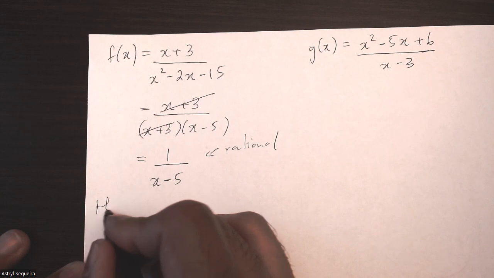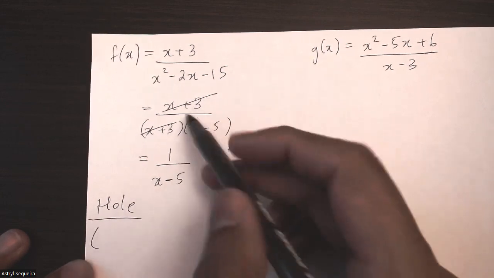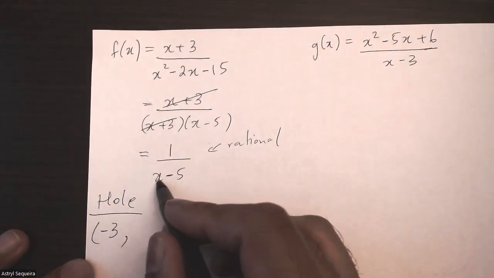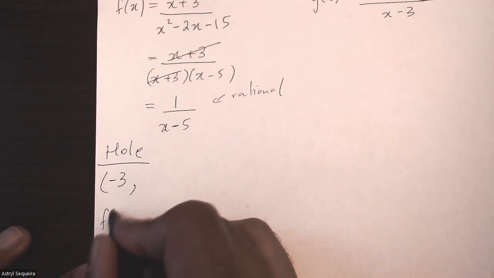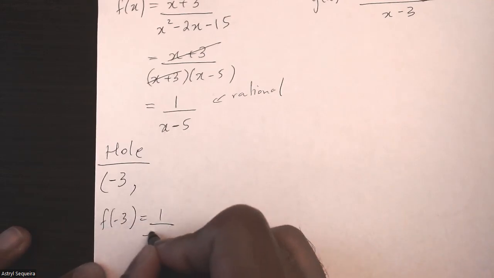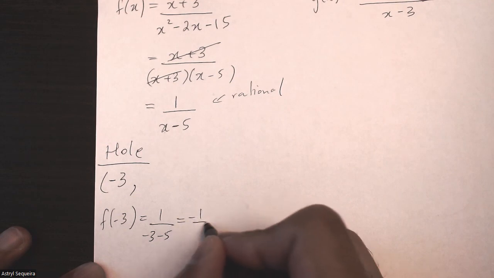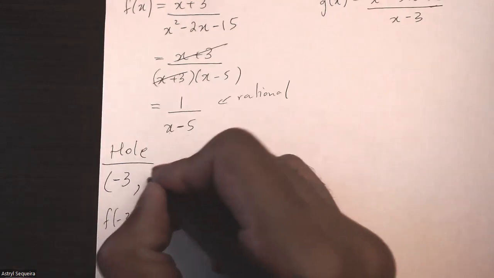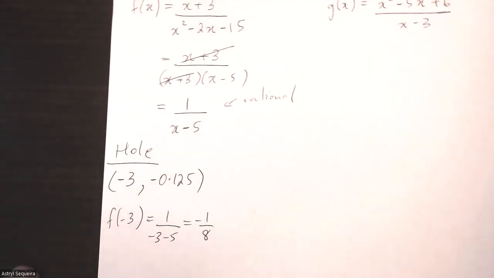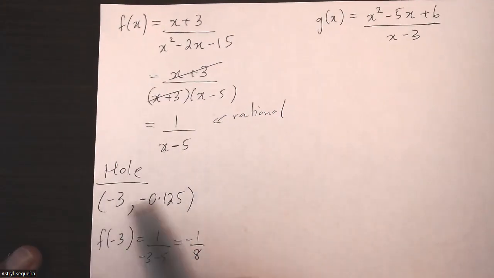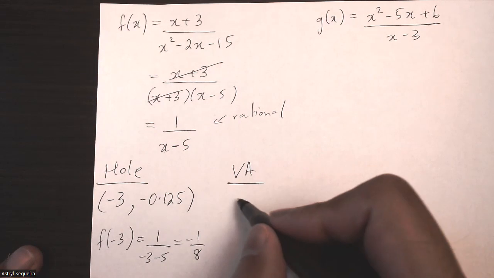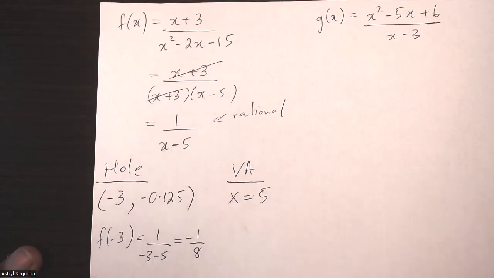We'll start with always labeling the hole if it's possible. In this case, the solution to the bracket that I canceled is minus 3. And if I sub in minus 3 into this equation over here, I get 1 over minus 3 minus 5. It's negative 1 over 8, which is basically a really small decimal value. You can calculate it in the calculator. It's negative 0.125. Once I've found the hole, I can just find the vertical asymptote from the solution of the denominator over here. In this case, it's just x equals 5.